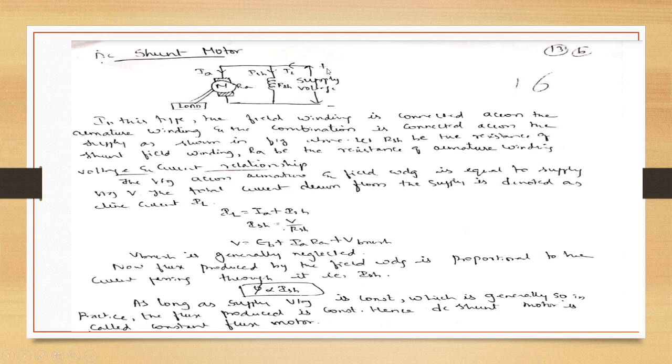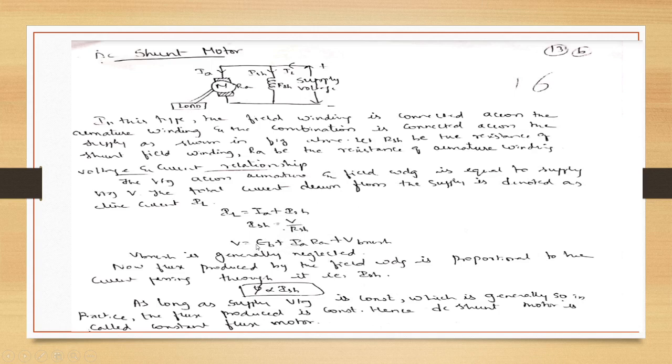Okay, we give the supply voltage, so line current flows in the circuit, and that line current is divided into ISH and IA. So IL is equal to IA plus ISH, and ISH is V by RSH. Whether you take a shunt generator or a shunt motor, whenever a shunt winding is present, the shunt current will always be equal to voltage by resistance, V by RSH.